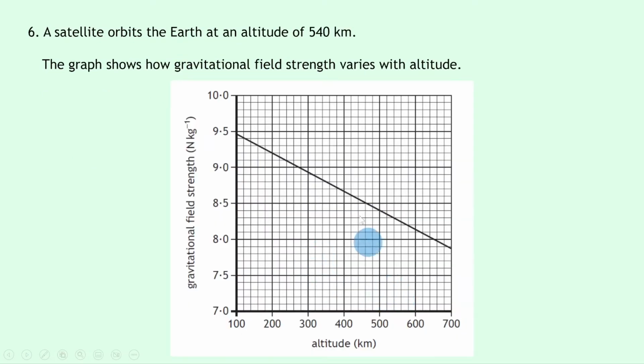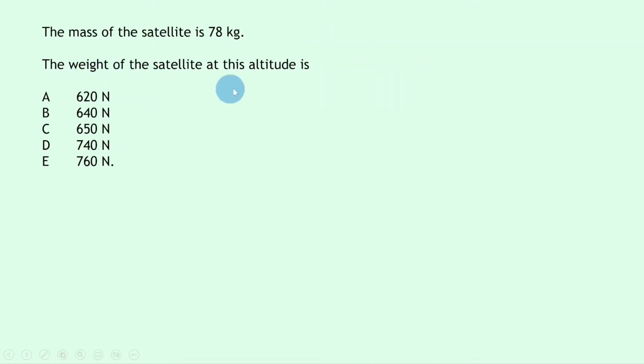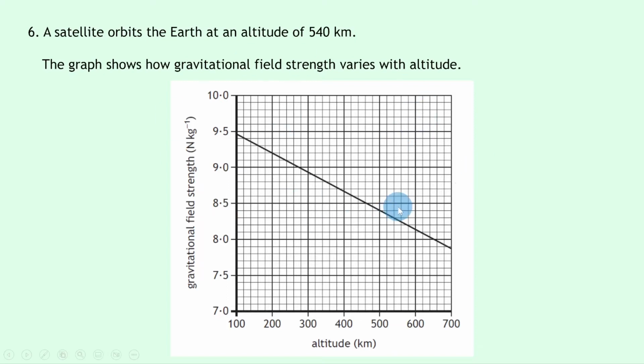Well, if we go back to the graph, the satellite we're told orbits at an altitude of 540 kilometers. So to find the weight of the satellite at this altitude, we can use the equation W equals mg, and we have the mass of 78 kilograms, but we don't have the gravitational field strength. So that's what we need this graph for. So if we go to altitude first and look for 540 kilometers, that'll be this part here, 2 boxes along from 500. And then if we go up to the line and then back along to the y-axis, you see we have a value of 8.3 newtons per kilogram because it's 3 boxes up from 8. So I'm just going to put a little mark there, that's our 8.3 newtons per kilogram.